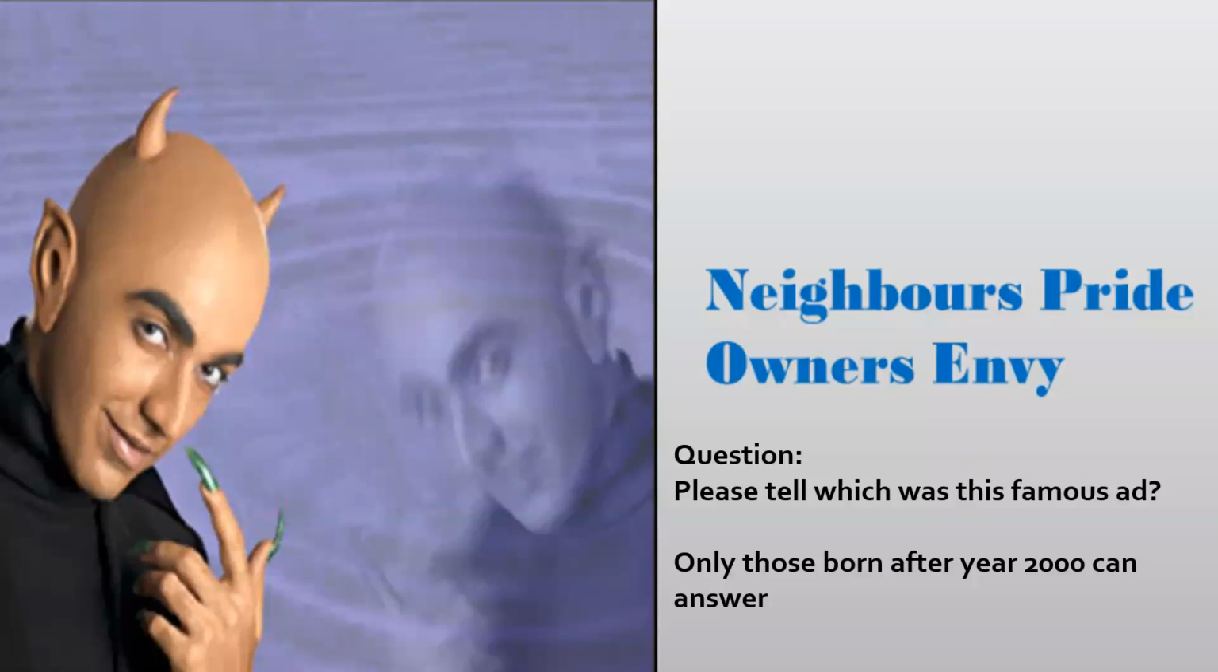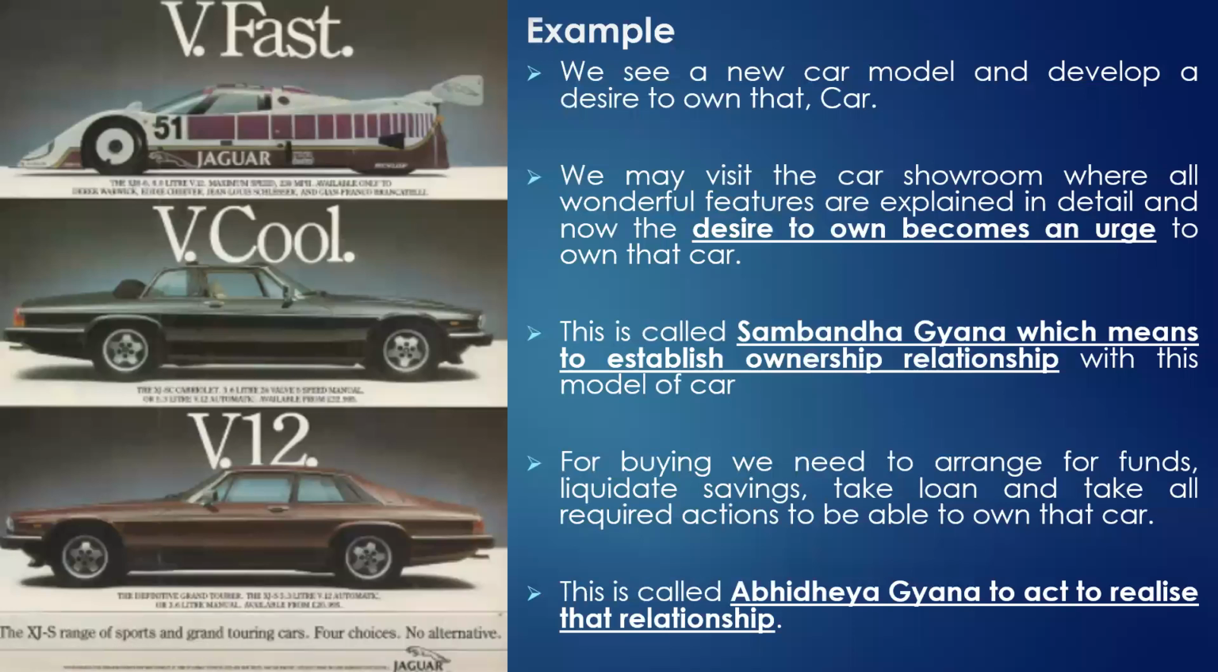So instead of thinking of this as a television, let's think of it as a car, because we are not all experts in television, and we don't really hope to get many insights about a television from outsiders. So let's think of it as a car tagline, say for a Jaguar kind of car. We see a new car model and develop a desire to own that car. What we are trying to understand is the concepts of sambandha, abhideya, and prayojana.